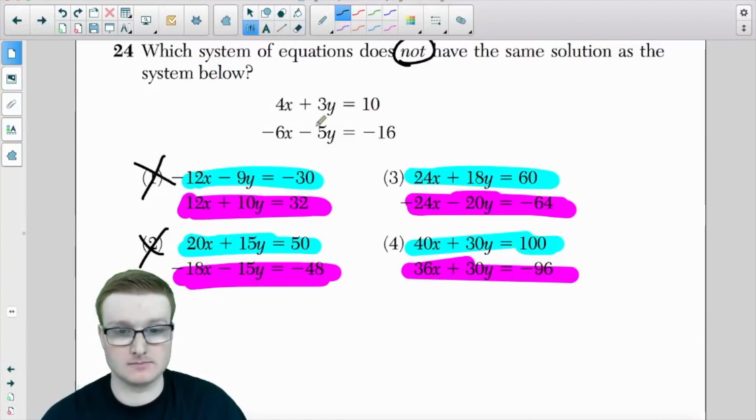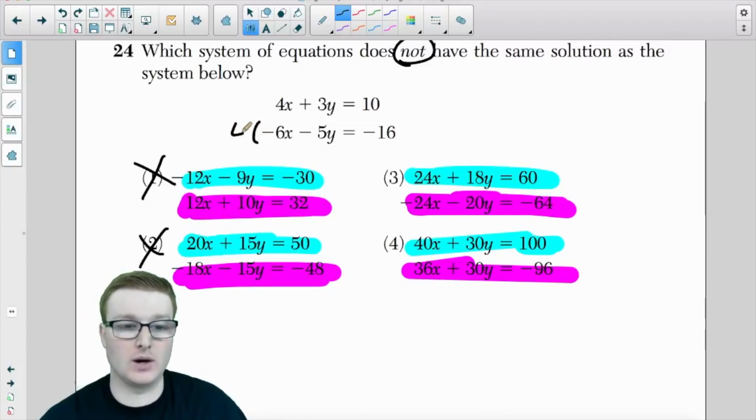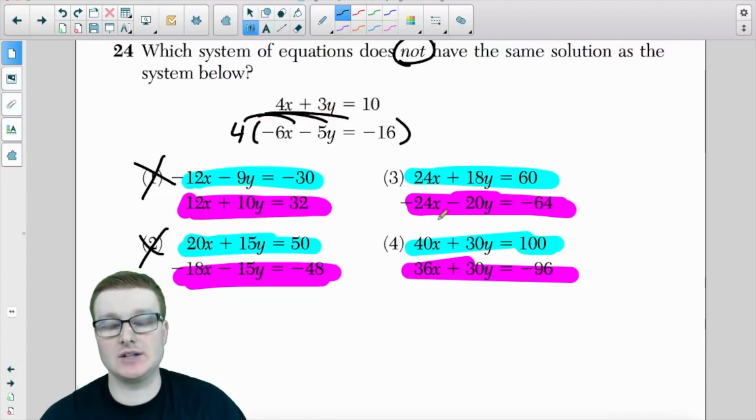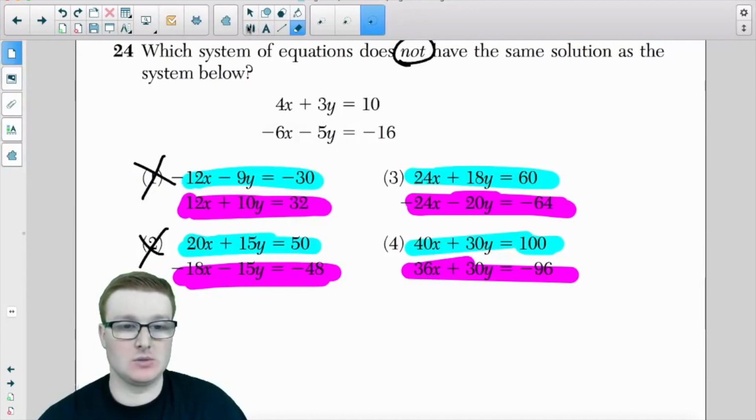Let's keep going. Negative 6 times what gives you negative 24? That's just positive 4. Distribute that 4. 4 times negative 6 gives you negative 24. Good. 4 times negative 5 gives you negative 20. Good. 4 times negative 16 gives you negative 64. Yes, that's good. All right, so we're done with that one.